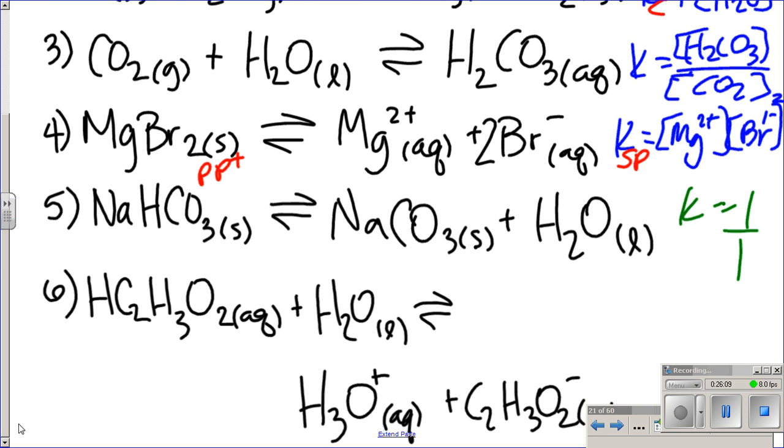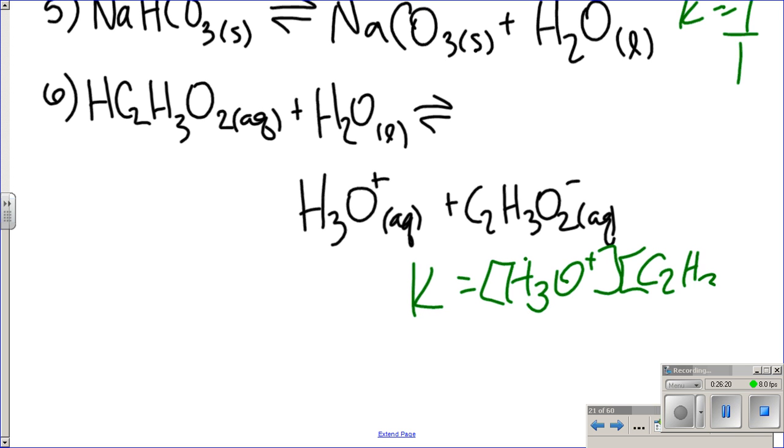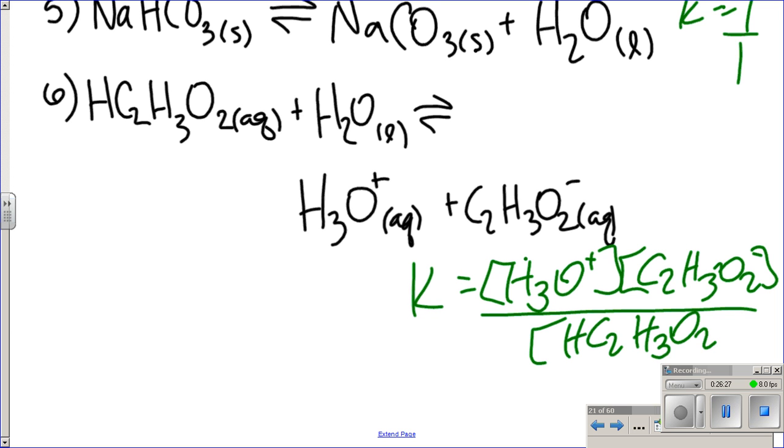Number 6, and I'm going to scroll down for this so you guys can see a bit better. K is equal to hydronium, acetic acid. Anything else? Okay, pure water. Pure water is out. Don't write it down.